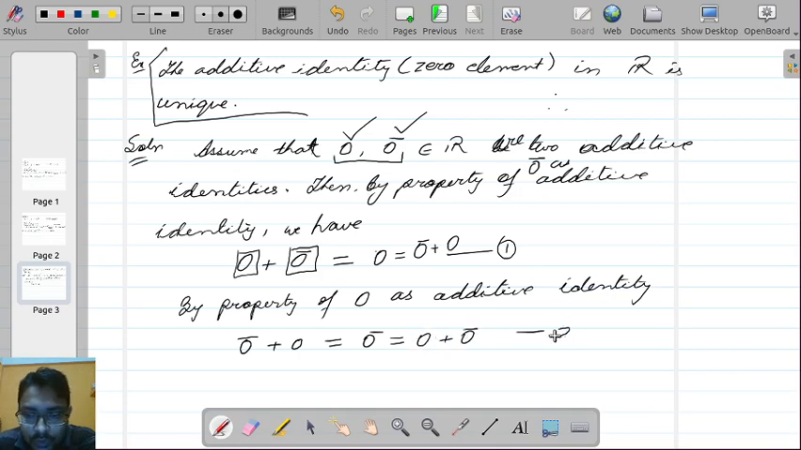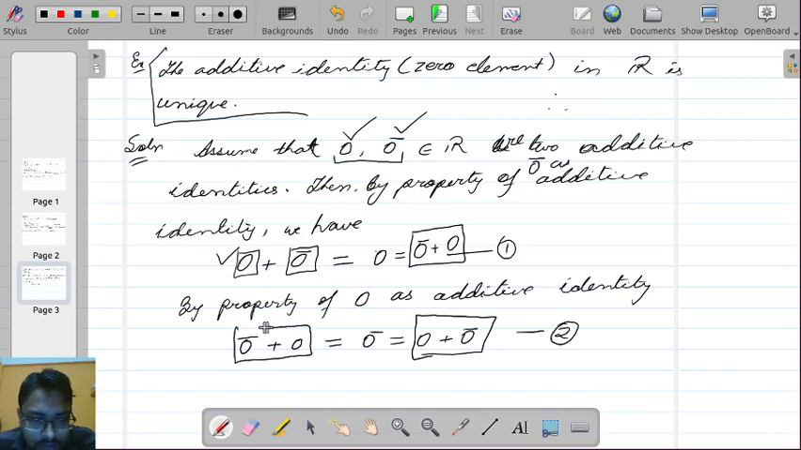So you compare 1 and 2. If you compare 1 and 2, you see here you have 0 plus 0 bar. In 2 also you have 0 plus 0 bar. Here also you have 0 bar plus 0, and here also you have 0 bar plus 0. So ultimately what we can say is from 1 and 2, 0 and 0 bar are equal. Please have a look at this argument once again.